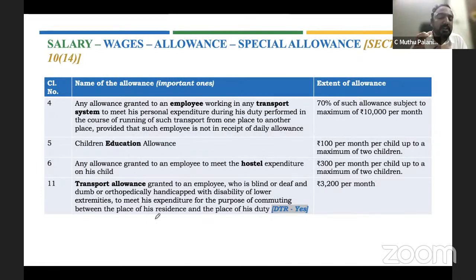Whatever I'm covering is only what is relevant for an examination. So don't ask me if I've left out something. Yes, I have left out. So we are going to only discuss these four. The first one we are going to talk about is the employee of a transport system.